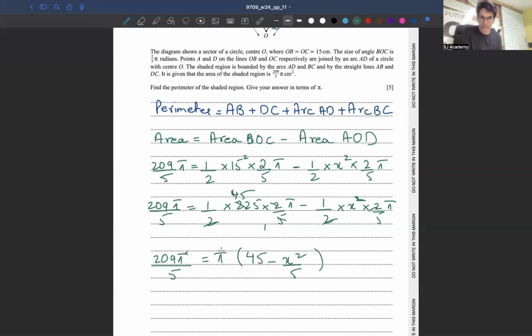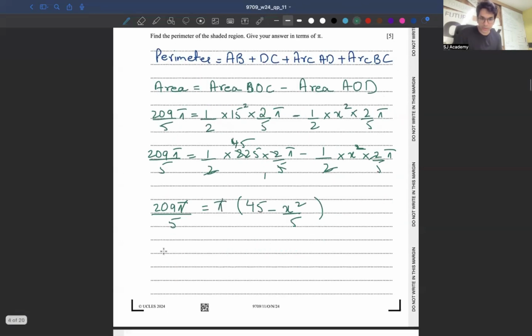Now pi and pi will cancel out. So this will become 209 upon 5 is equals to, now we can take the LCM. So 45 times 5 will be, that is 225 minus x squared upon 5. This 5 and 5 cancels out. We bring the x squared over here, subtract 209. So x squared is 16. The value of x will be equals to 4. Obviously, we'll take the positive value.